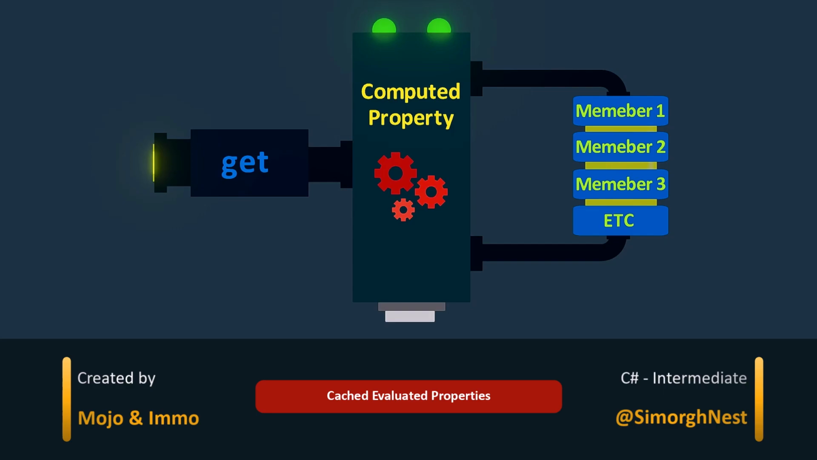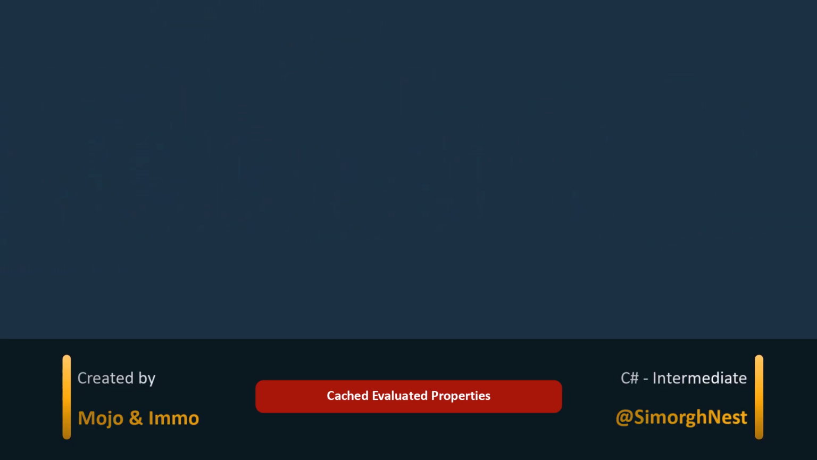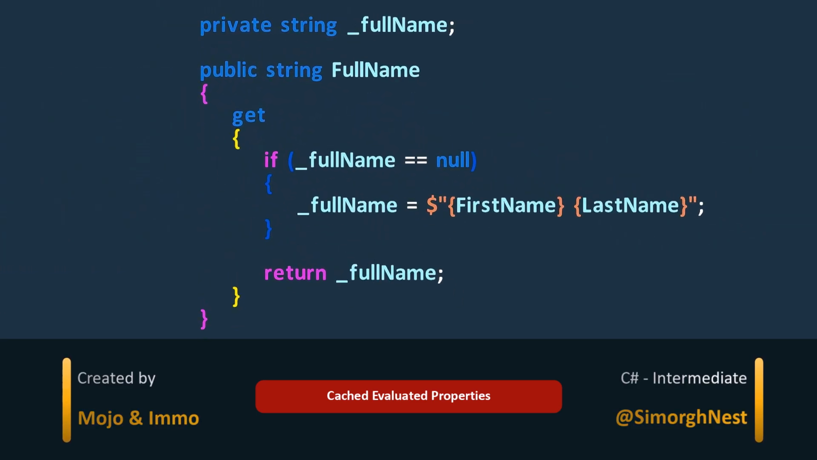Computed properties in C# are a powerful tool that enables us to calculate and retrieve values based on other properties. By combining the concept of computed properties with storage, we can create a cached evaluated property. For instance, we can enhance the full name property to perform a string interpolation only the first time it is accessed.